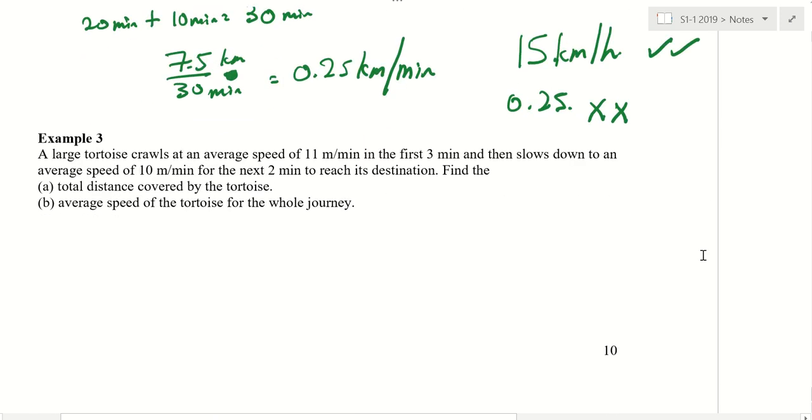Zahira, what is your answer? A is 53 kilometer. Kilometer? Huh? Meter. B? Brian, if I walk over there, your paper is blank. Sorry, B. 10.6 meter per minute. Again, if it's meter, usually it's per second. Okay. Right. Who got a different answer? Who can tell me the answer for B? Next person. You see, your B answer is in meter per second. What's your answer?